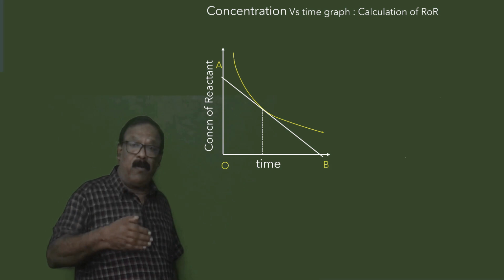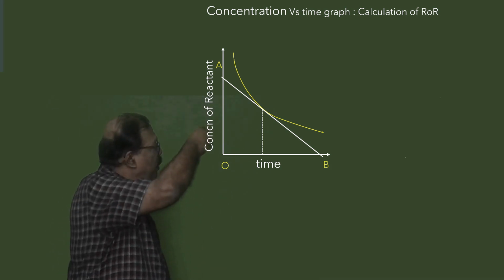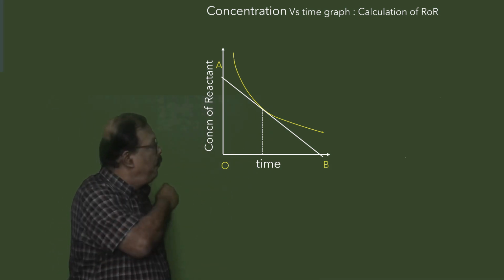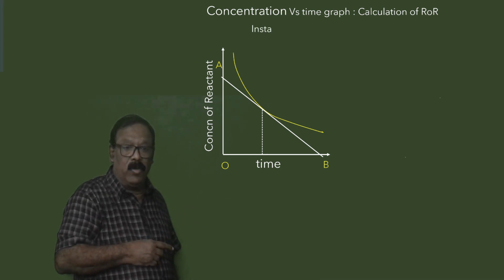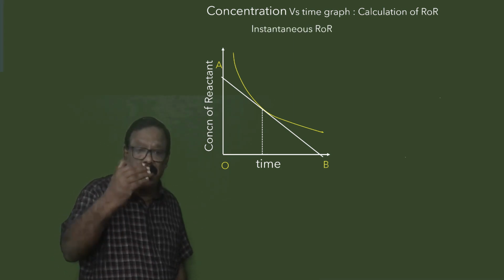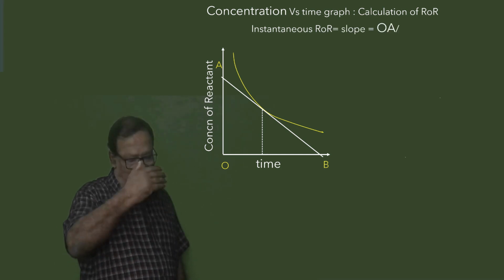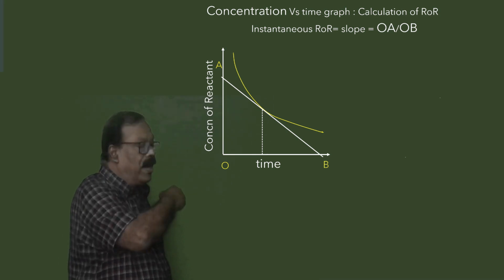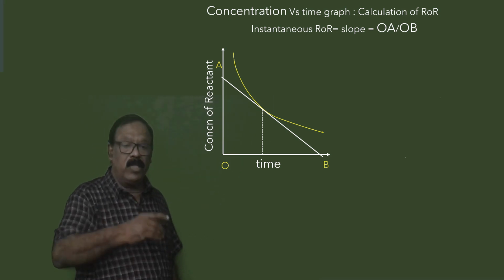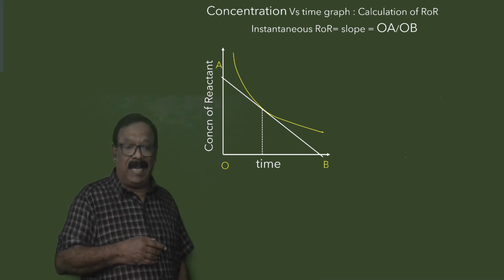What will be the slope of this line? This y coordinate OA divided by the x coordinate OB. So that gives you the instantaneous slope. Sorry, instantaneous rate. That will be equal to OA by OB. So this is the case of reactants.